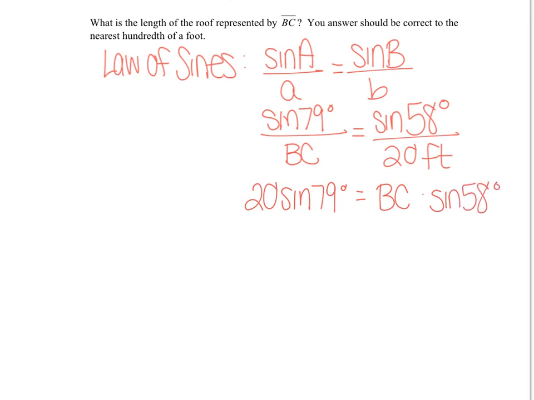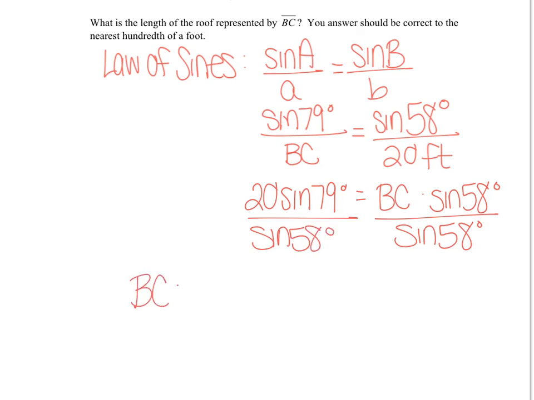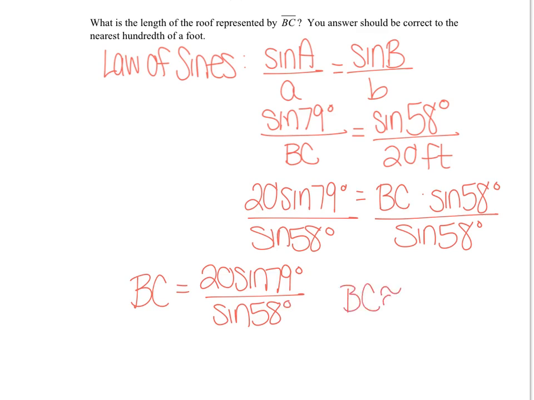My goal is to get BC by itself, so I need to divide by sine of 58 degrees to get rid of that. And what I do on one side, I do on the other. This shows me that BC equals 20 sine of 79 degrees over sine of 58 degrees. And when I put that in my calculator, I'm going to get BC is approximately, and notice I'm rounding to the nearest hundredth, so it's approximately 23.15 feet.